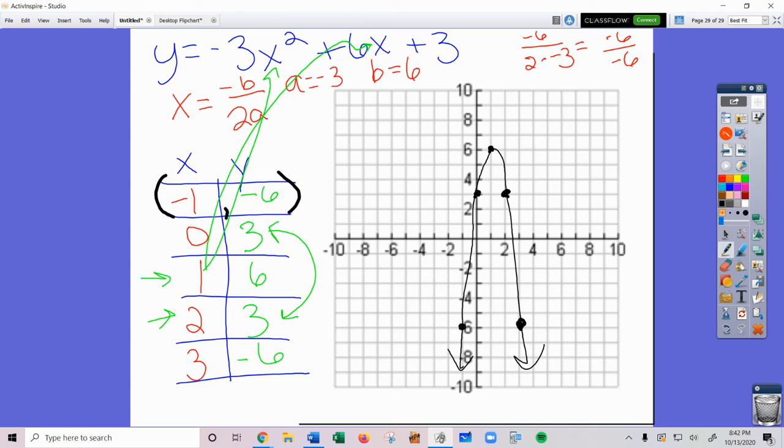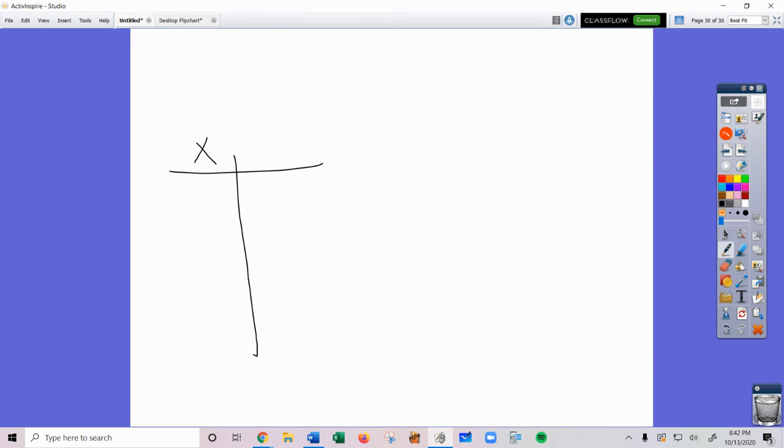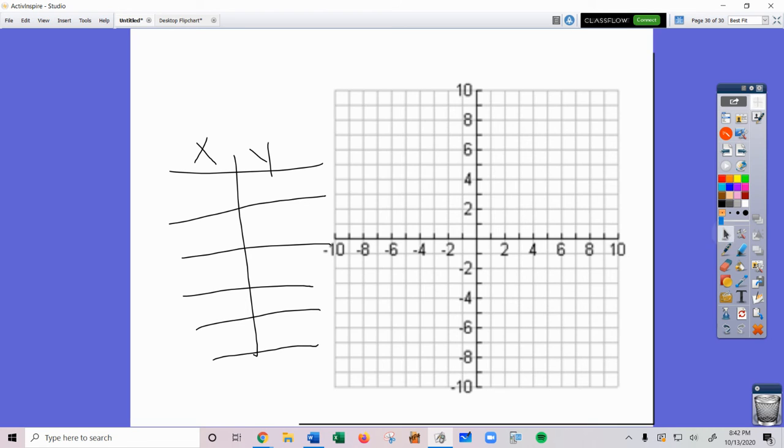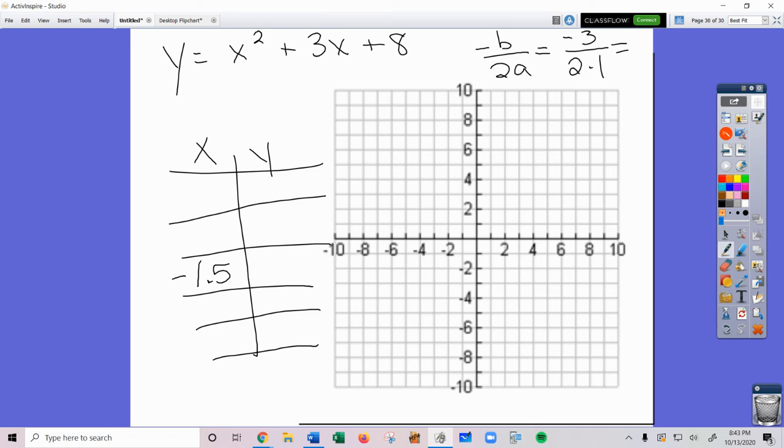Now, we said yesterday, we saw some examples of this yesterday, that sometimes when we were going to find our vertex, 1, 2, 3, 4, 5, right? That sometimes we ended up with not perfect numbers because maybe we had something odd. So maybe we had something like y equals x squared plus 3x plus 8. Okay, and so when we did negative b over 2a, we would have negative 3 over 2 times 1. And just like we said yesterday, most of us are probably going to prefer to turn that into a decimal and have negative 1.5.